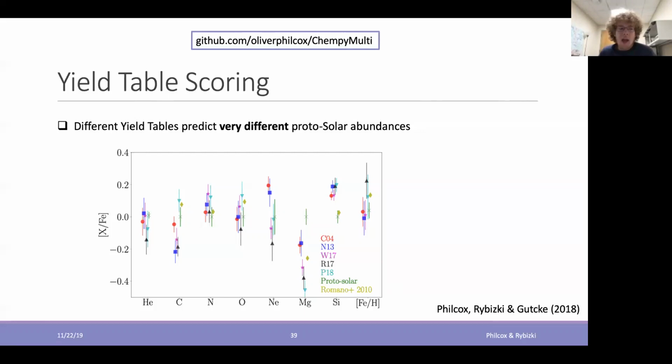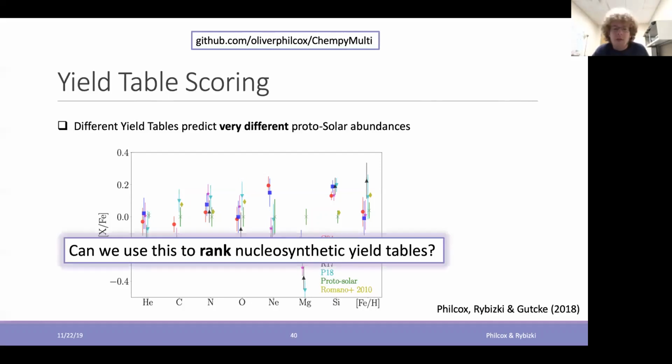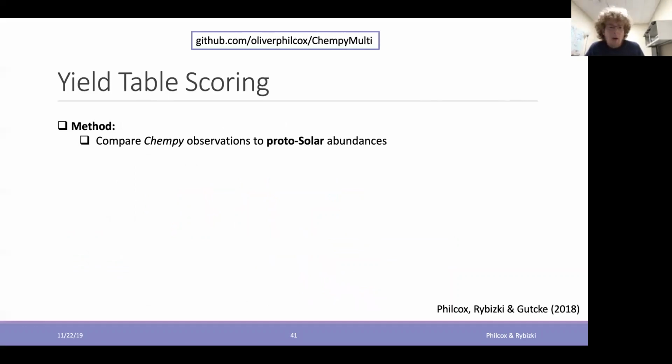And also, when somebody predicts a yield table, it's not a priori obvious how well it can actually be used to represent real data. So what we thought about is, can we devise a method to tell us which yield tables are the most useful in a galactic chemical evolution context? Effectively, we want to rank nucleosynthetic yield tables by their ability to reproduce stars like the sun. So how do we do that?